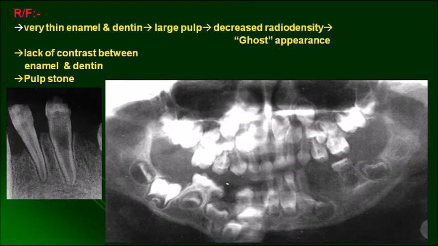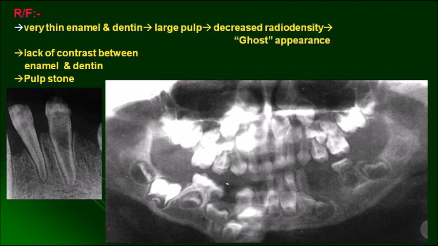Regional odontodysplasia, how does the appearance come under radiograph? The radiographic appearance is actually a ghost appearance. Why does it happen? Because we have a very thin enamel and dentine. See in the radiograph you can see that molar tooth. There is a very thin enamel and dentine, and a large pulp chamber. So there will be a decreased radiodensity. That is why it gives a ghost tooth appearance.